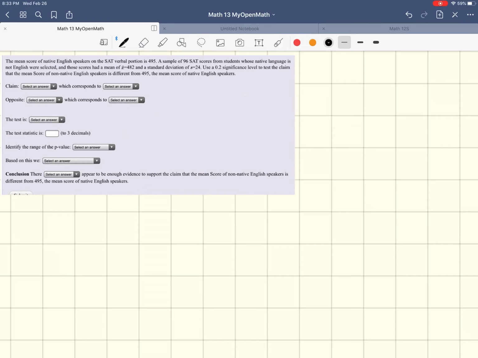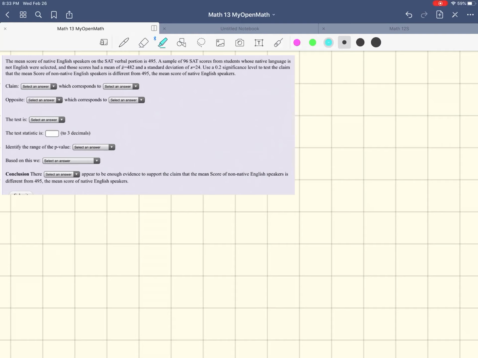The mean score of native English speakers on the SAT verbal portion is 495. A sample of 96 SAT scores from students whose native language is not English was selected. And those scores had a mean of 482 and a standard deviation of 24. Use a 0.2 significance level to test the claim that the mean score of non-native English speakers is different from 495, the mean score of native English speakers.